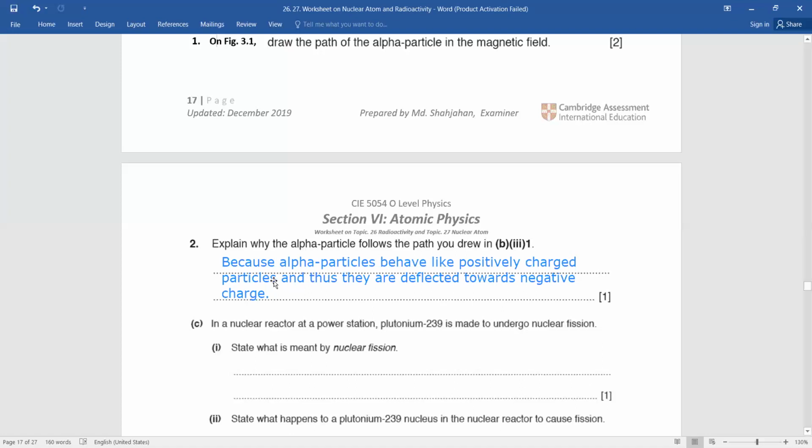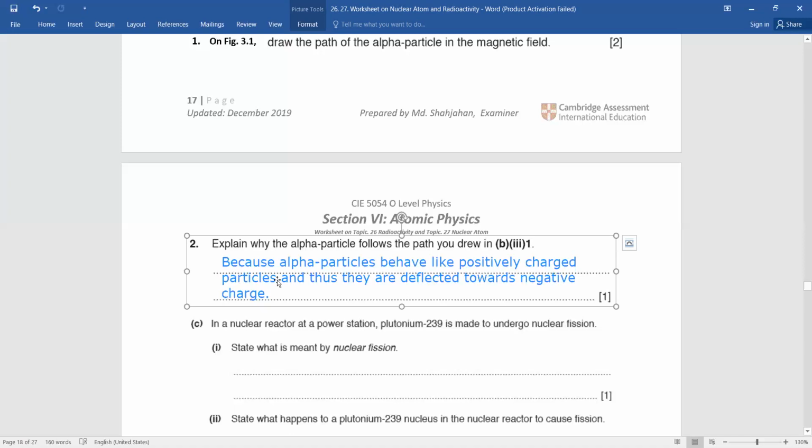The first part is okay, that because alpha particles behave like positively charged particles. This part is okay. Or you can say alpha particles show the current direction. That one is also okay, but this part is irrelevant: and thus they are deflected towards negative charge. Here we are not giving any negative charge. We are giving negative charge in an electric field, but in a magnetic field no negative charge is given. So this part you remove.